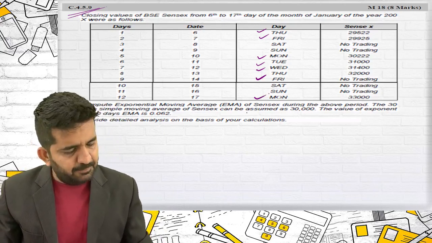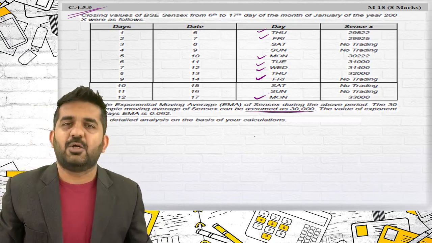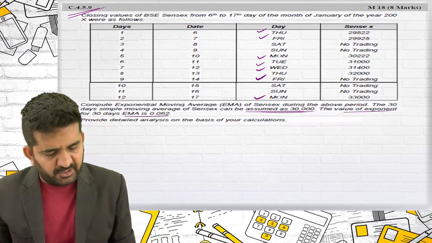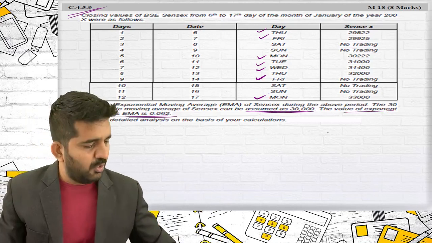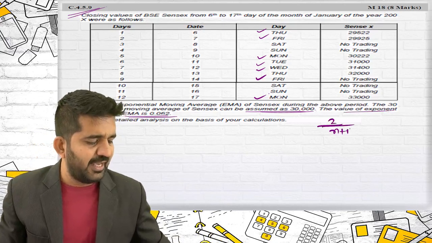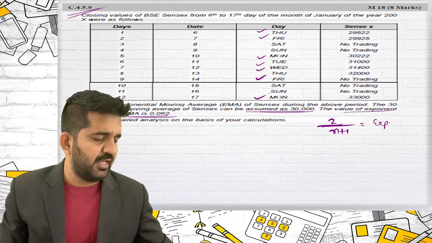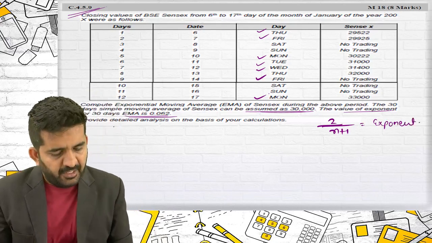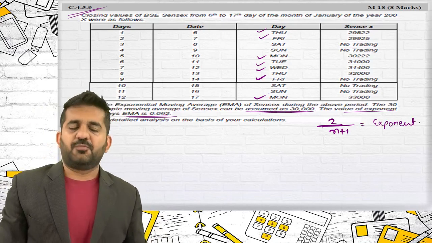The 30 days simple moving average can be assumed as 30,000. So only the figures have changed, otherwise it is same. The value of exponent for 30 days is 0.062. How to find out exponent if it is not given? 2 divided by n plus 1 is nothing but exponent. So, provide detailed analysis on the basis of your calculation.